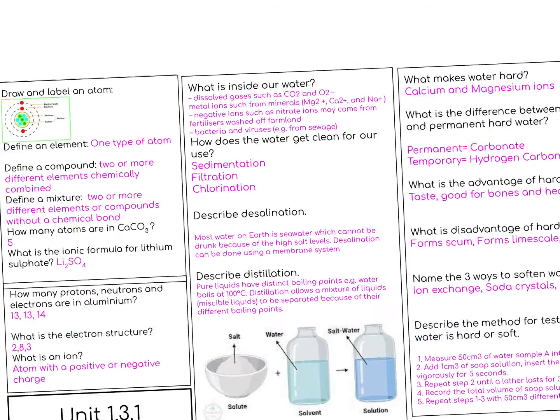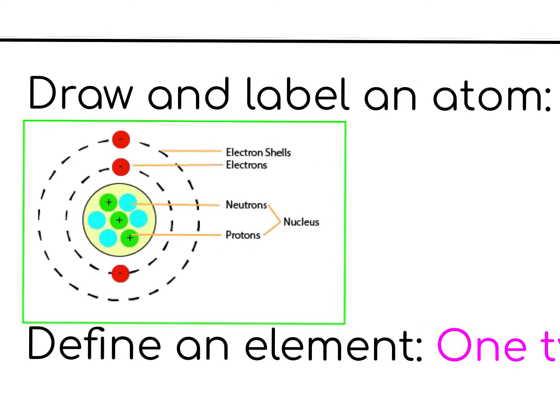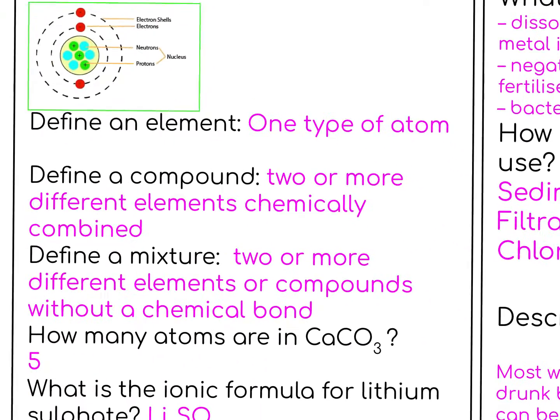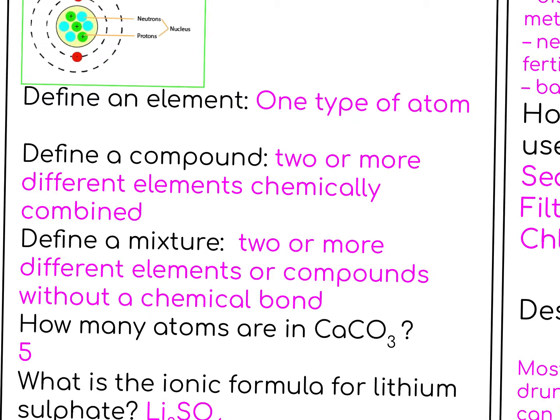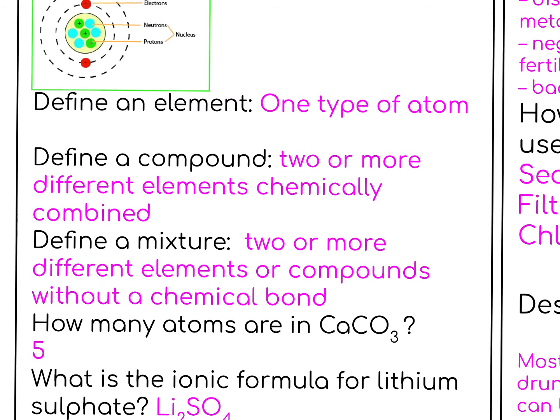First off then, draw and label an atom. You've got your protons and your neutrons in the middle of the nucleus. You've got your electrons then orbiting in the shell. Define an element: only one type of atom. Define a compound: two or more different elements chemically combined. Define a mixture then: two or more different elements or compounds without a chemical bond.